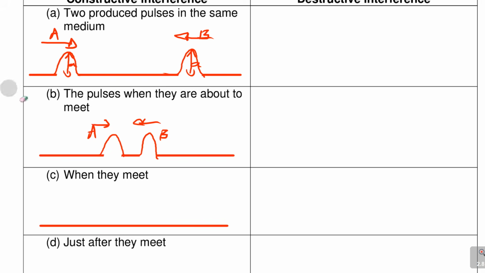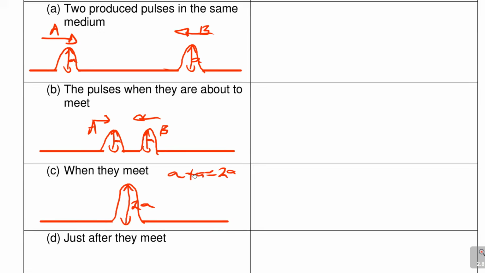When they meet, it's constructive interference. Remember, they build each other up. So when they meet, you are adding the amplitude A. So you have two pulses that combine like this. And what is A plus A? Remember, you're adding, it is 2A. So that distance is twice A, 2A. That is when they meet.